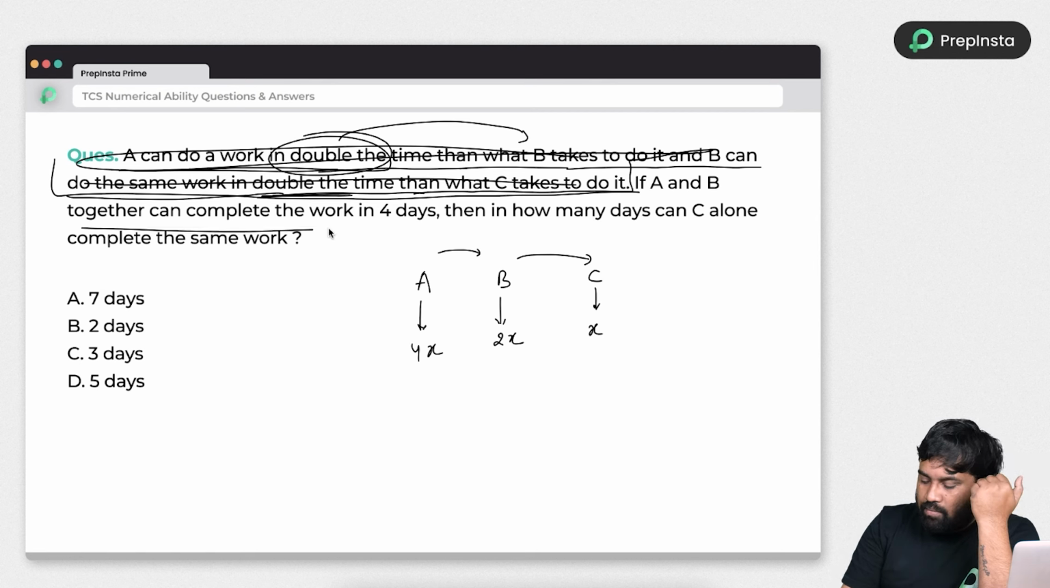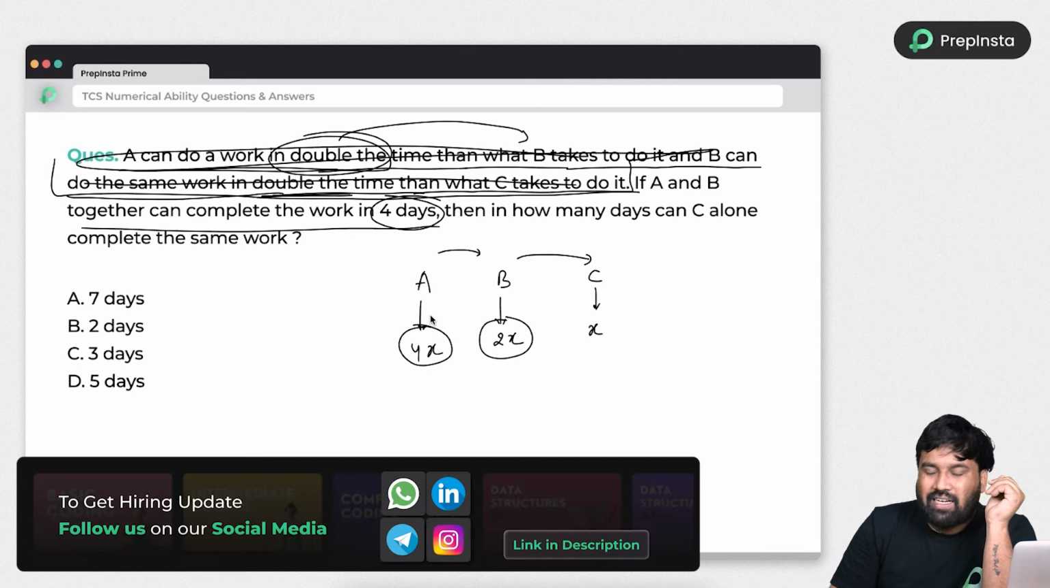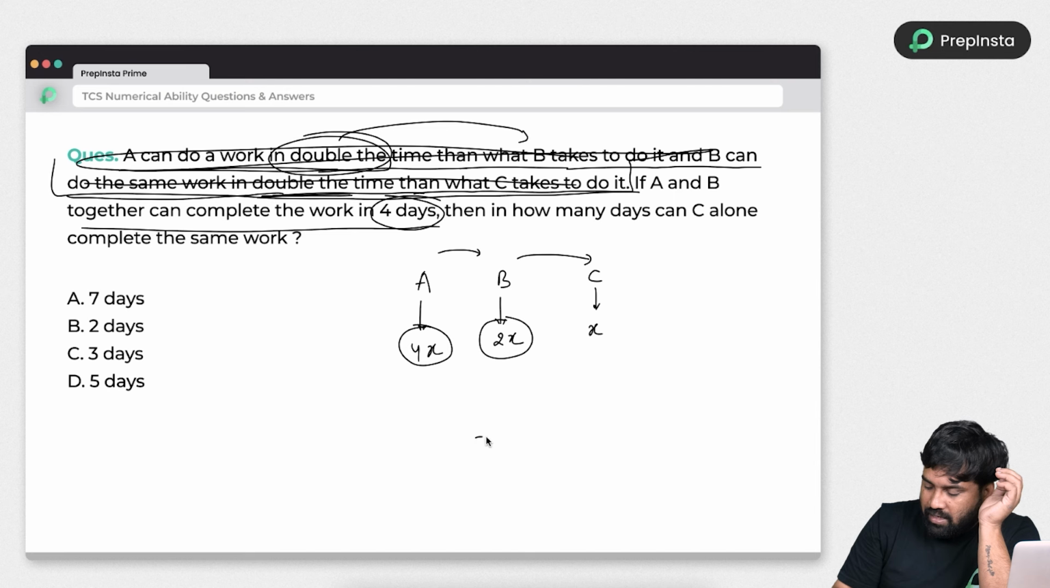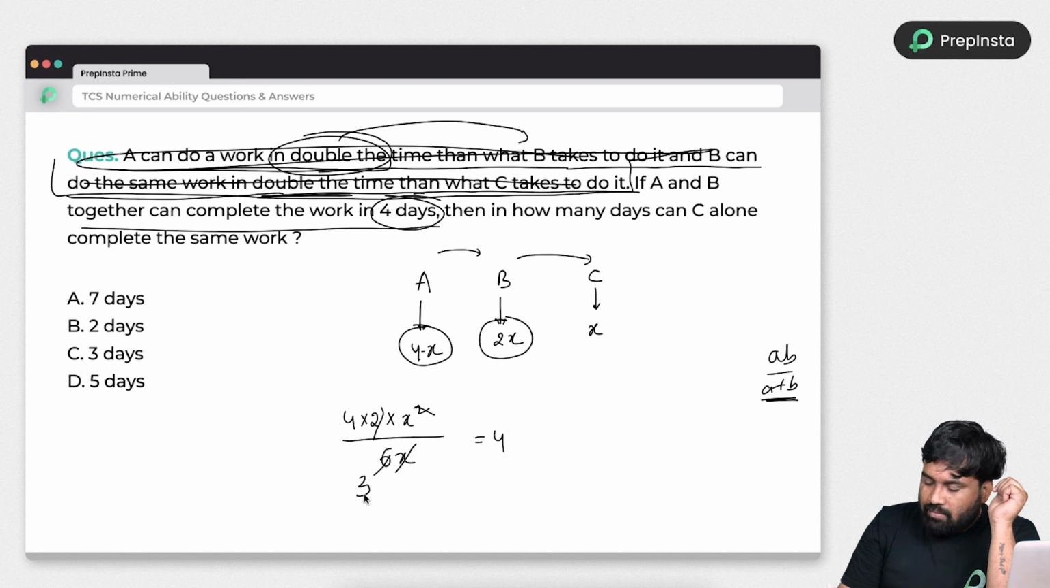And if A and B together complete the task in 4 days, guys, A is completing in 4x days, B is completing in 2x days. Together completing in 4 days means, what is the two persons together work formula? Which is nothing but AB by A plus B, right? So just do that: 4 into 2 into x square, because 4 twos are 8 and x into x is x square. And A plus B, add these two, which is 4x plus 2x, 6x. So x will cancel one time, 3 will cancel, and 4 will cancel. So x is equal to 3, because 3 will go to the other side, right?